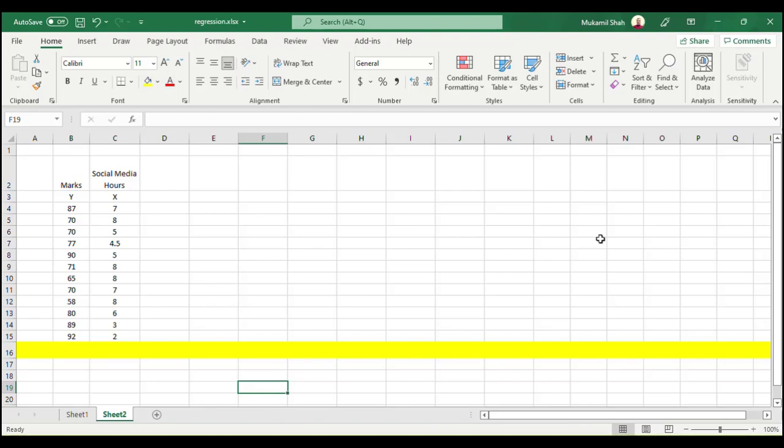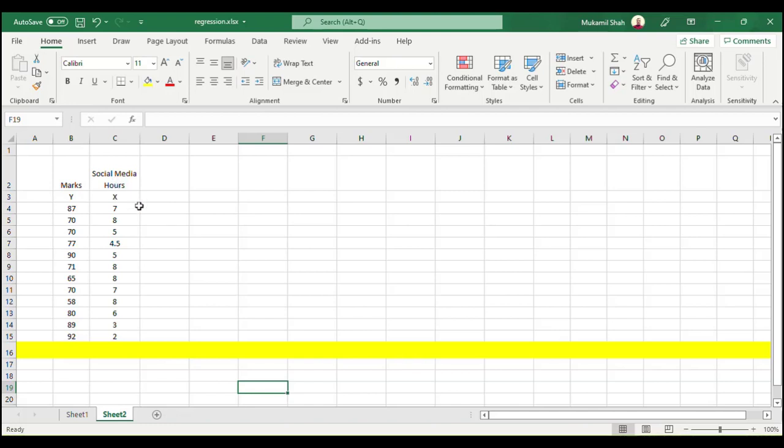Well guys, in this video we are going to discuss how we can fit a linear regression line, and then how we can apply the t-test and the ANOVA, the analysis of variance technique, to test the parameter estimates. So let's start. This is the data of the marks of the students, and this is social media hours. The independent variable is social media hours, and your marks in percentage is the dependent variable. So we want to regress marks over social media hours, right?